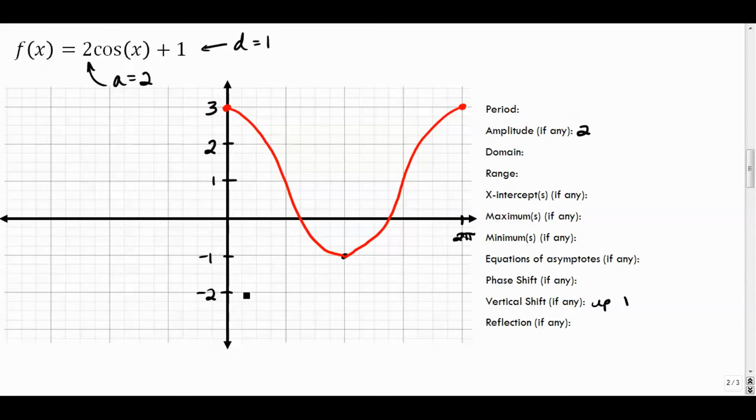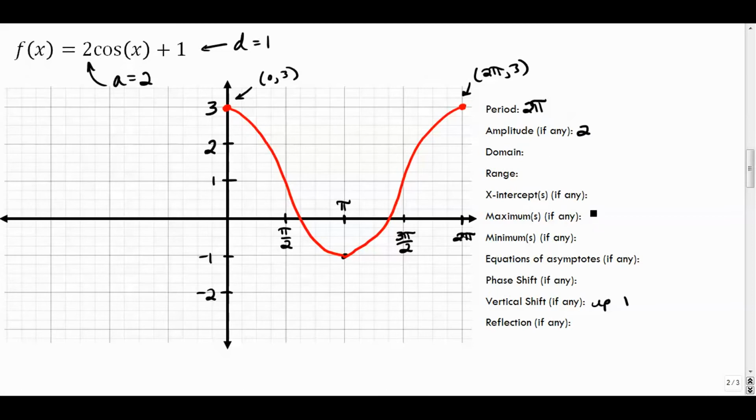This is positive 2. And I can see here that it still has the same period. The period hasn't changed. It just became twice as tall and it moved up 1. The whole thing shifted up 1. So this is still pi. This is pi over 2. And this is 3 pi over 2. Those haven't changed. The maximum value here, of course, is 0, 3. And here is 2 pi, comma 3.